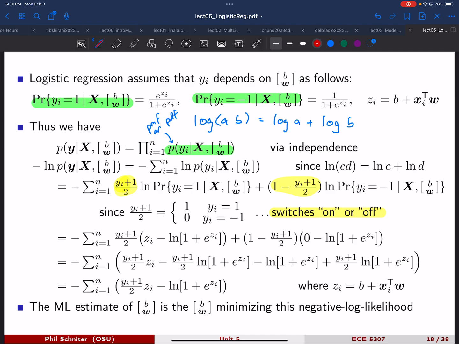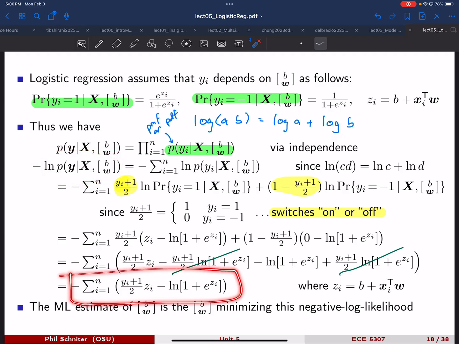We have that this term cancels that term, which leaves us with these two terms down here. And this is about all we can do. Can't really simplify it anymore. So finally, the negative log likelihood, the thing we want to minimize, looks like this.